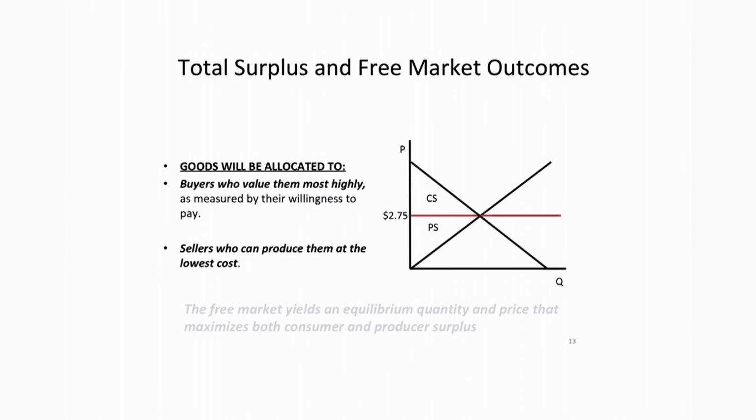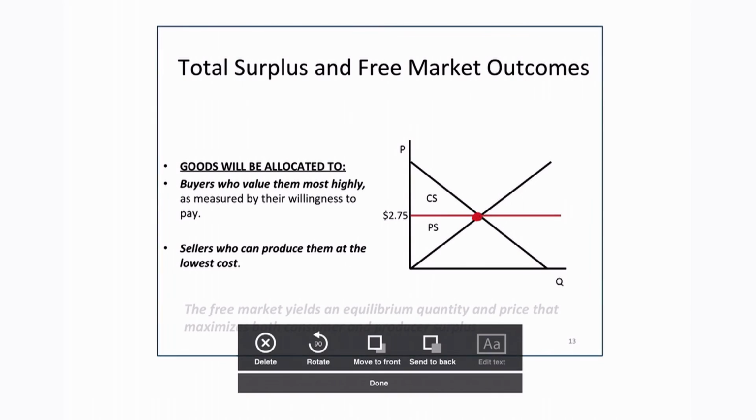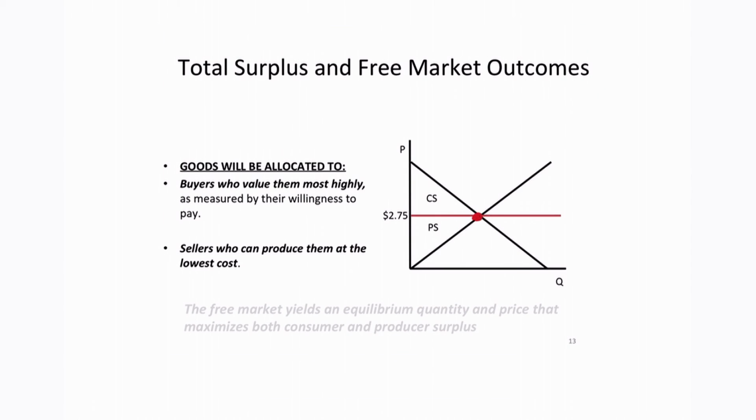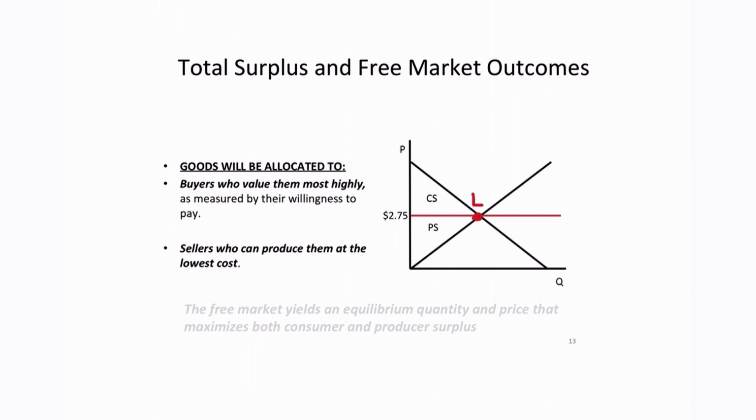So what we argue is that when we have the equilibrium outcome in the supply and demand model, and we can get to a point where we reach the market clearing price, then we can say that the goods are allocated to the buyers that value them the most and to the sellers that can produce them at the lowest cost. So therefore, at the point of equilibrium, if we label that E, we are maximizing consumer surplus and we are maximizing the area of producer surplus.